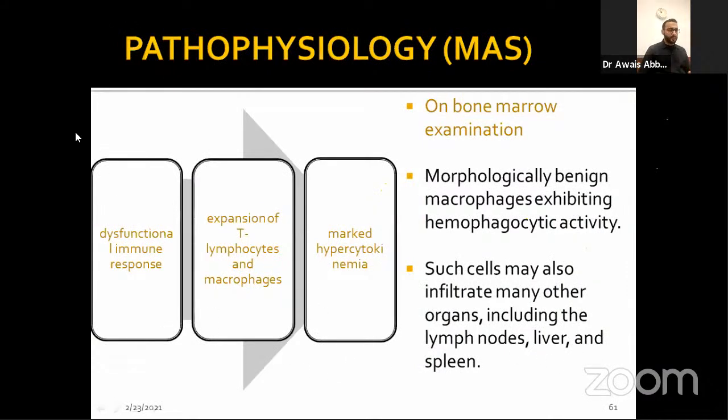Coming to the pathophysiology very briefly on bone marrow, it is a dysfunctional immune response. Bone marrow shows morphologically that the macrophages have hemophagocytic activity, and these hemophagocytic macrophages may also infiltrate many other organs like lymph nodes, liver, and spleen.